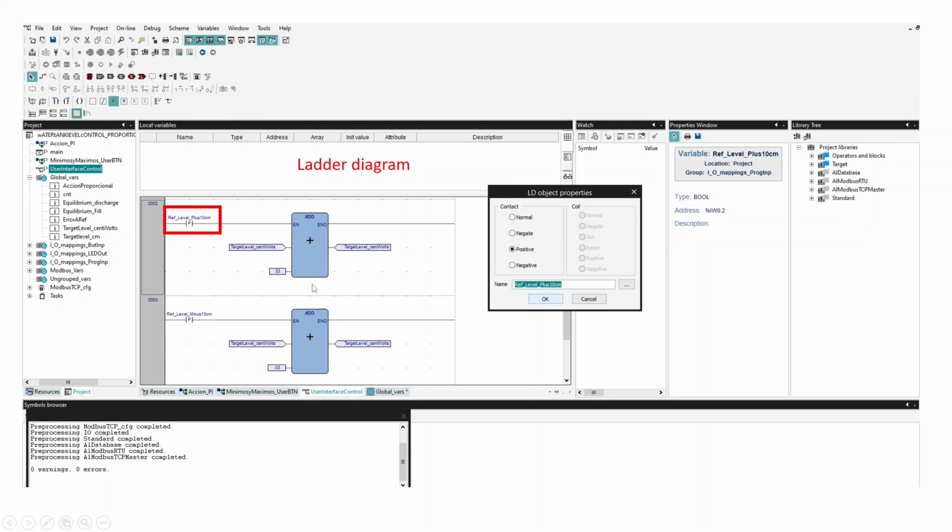And these two actions are, the first one, if the button of plus 10, that was I3, is pushed, then the value of target level will be increased by 33, and the result will be stored in target level. And the same for minus. So if the button minus is pushed, then the target will be decreased by 33, and the result will be stored in target level centivolts, same variable.